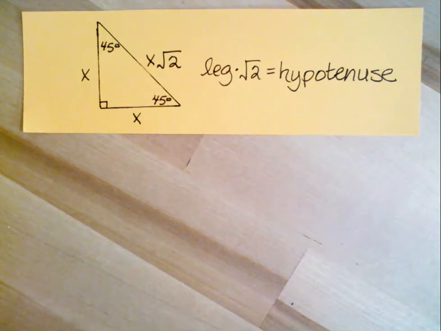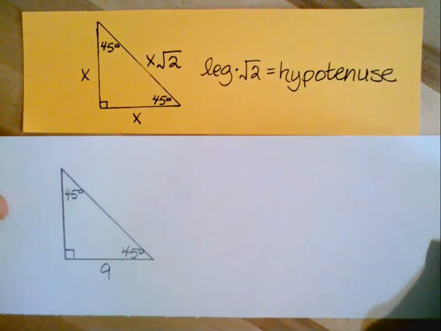Typically, in problems of this type, you're going to be given the length of either one leg or the length of the hypotenuse, and you'll be asked to determine the lengths of the other two that aren't given. So we're going to look at examples in this video of each of those possibilities, given the length of a leg or given the length of the hypotenuse. So let's start with this first one.